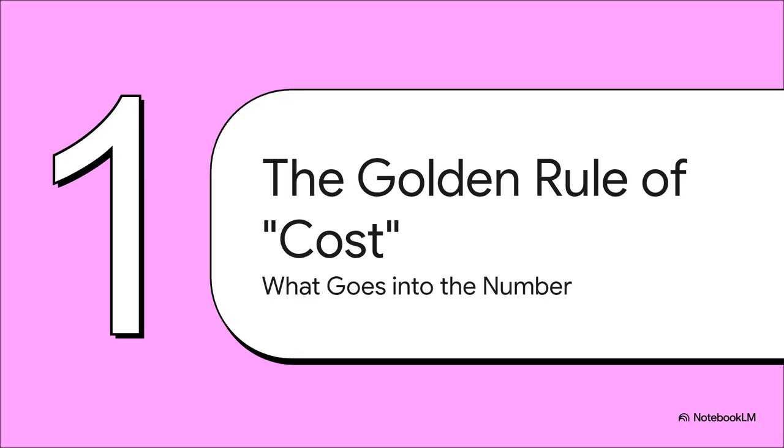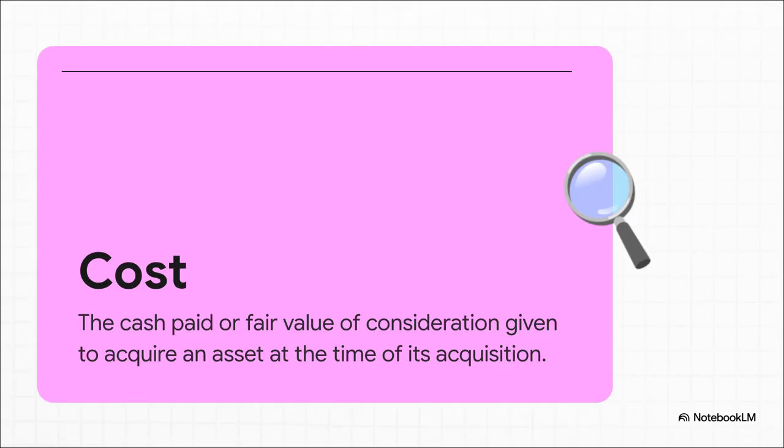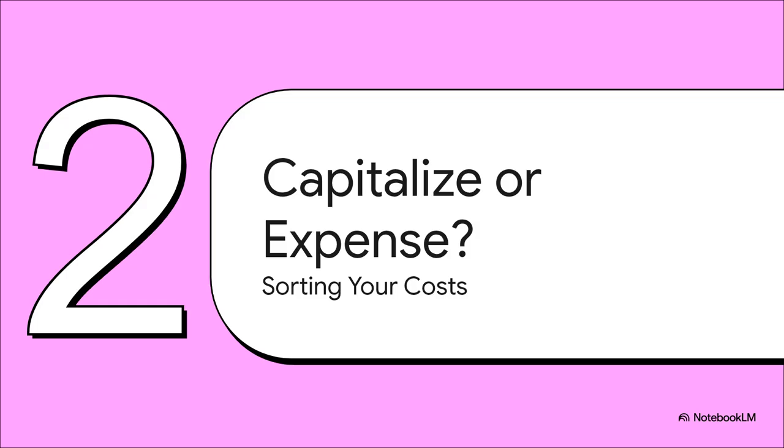All right, first things first. Let's define what cost actually means according to the rulebook, PAS 16. Because, spoiler alert, it's way more than just the number on the receipt. So here's the bottom line. Cost isn't just the money you hand over. It's the total value of everything you gave up to get that asset, not just to your door, but to the exact location and in the exact condition it needs to be in to start working as you intended. It's the all-in price.